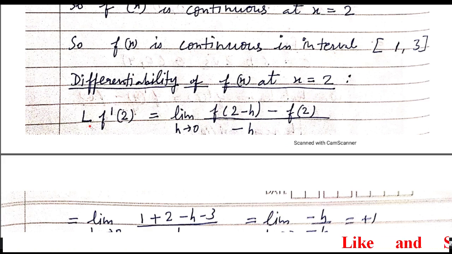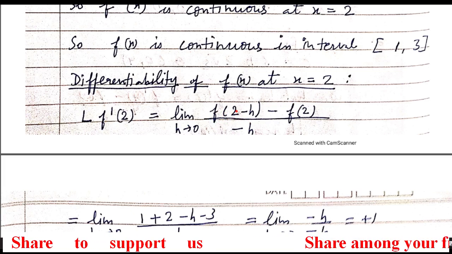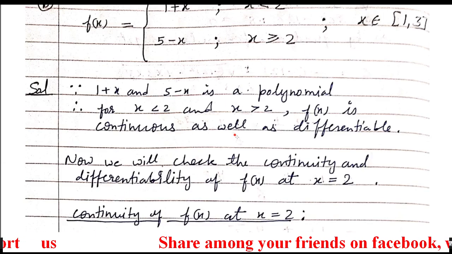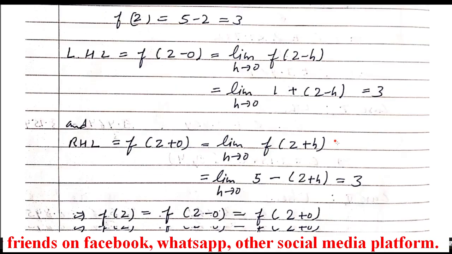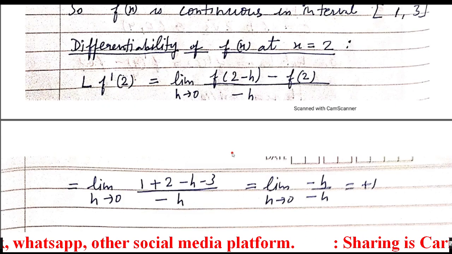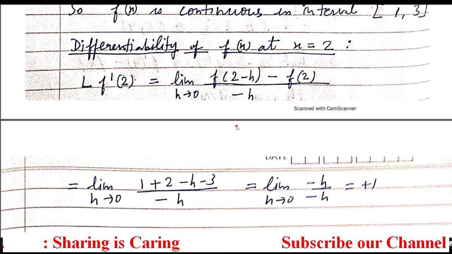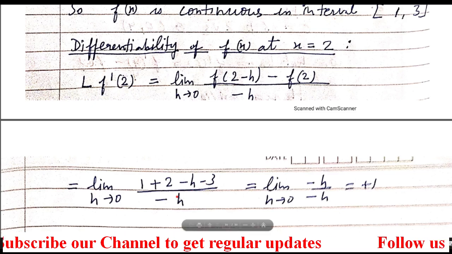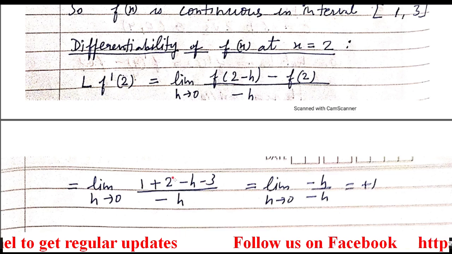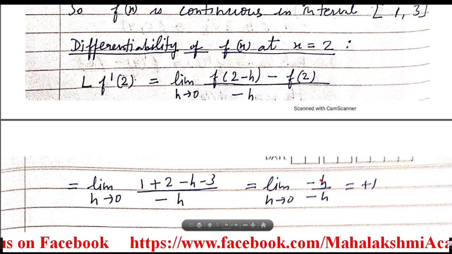Now we have to check the function's differentiability at 2. So the left hand derivative at 2 is this. Now here we have to put the values of f(2 minus h) and f(2). So 2 minus h means less than 2. So for less than 2, what is the value of the function? For less than 2 we have 1 minus x. So here we will replace the value. So 1 minus (2 minus h). I directly open the bracket, and f(2) I already calculated before, that will give you 3. That's why here 1 plus 2 is 3. So 3 minus 3 is 0. So we will remain with minus h upon minus h, that will cancel each other. So we will get here 1 as the answer.